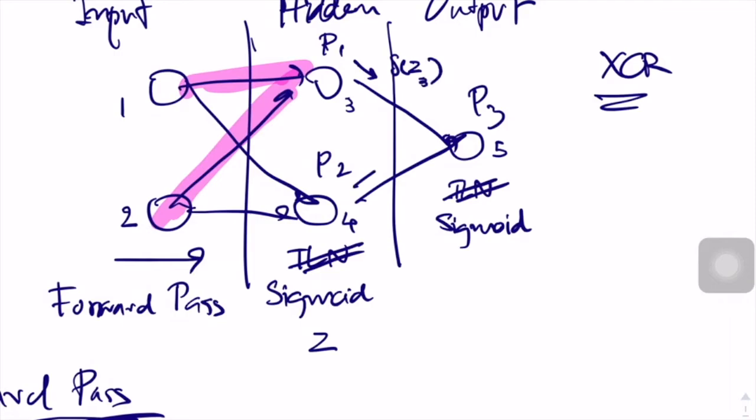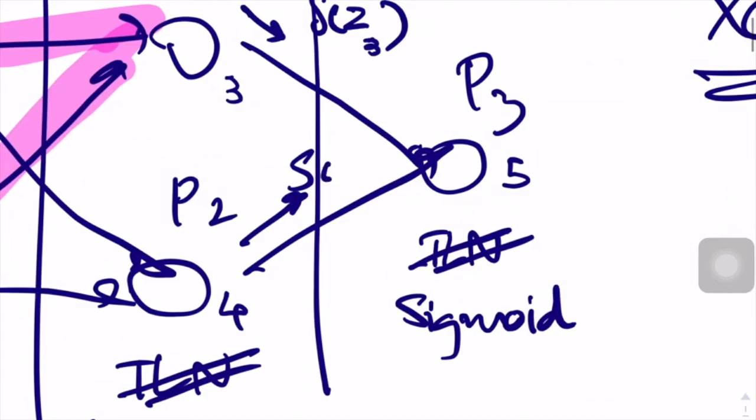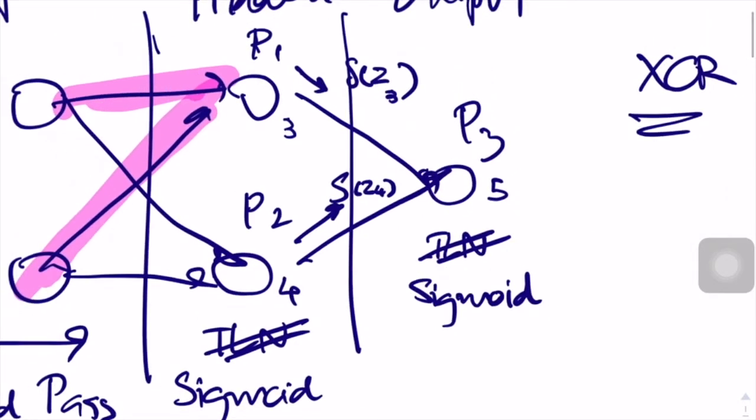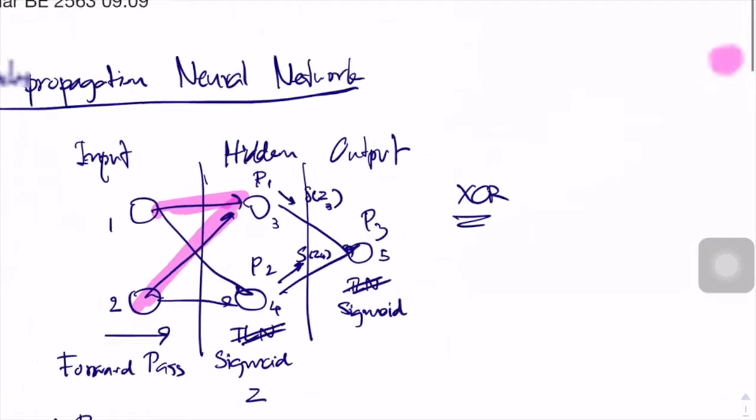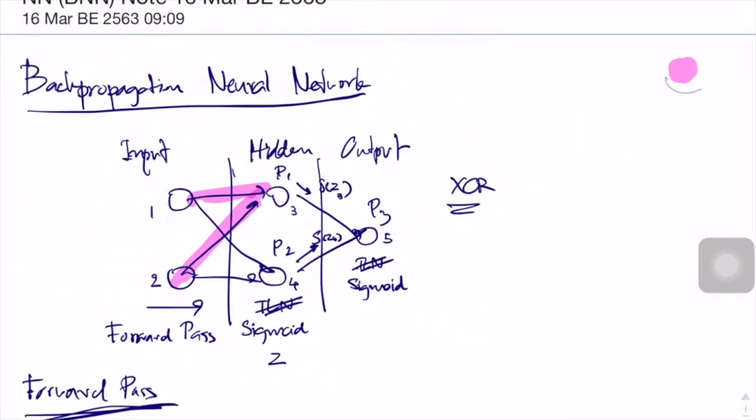And here it will be the signal of the node number 4. So you have to pass the C4 to this activation or signal function of number 4. And both outputs from P1, P2 will be the input of P3.